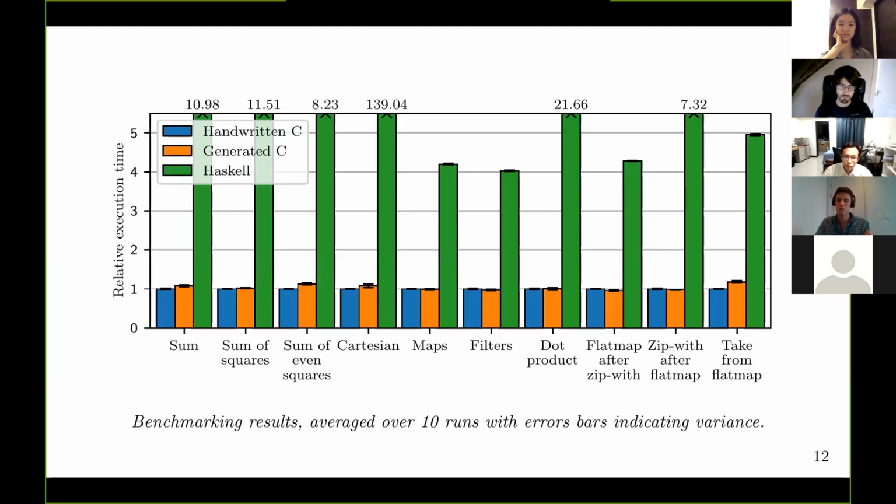Finally, I tested the performance of my staged streams library. I tested my approach against the Stream Fusion Haskell library in a common set of benchmarks. As shown in this plot, my implementation achieves a 4 to 140 times speedup compared to the Haskell library.